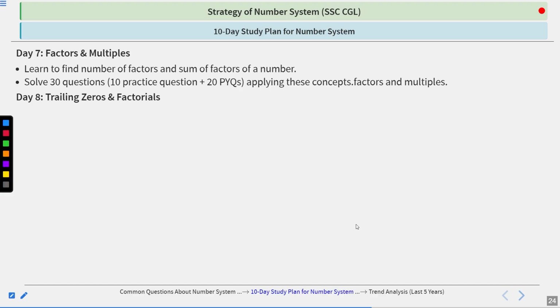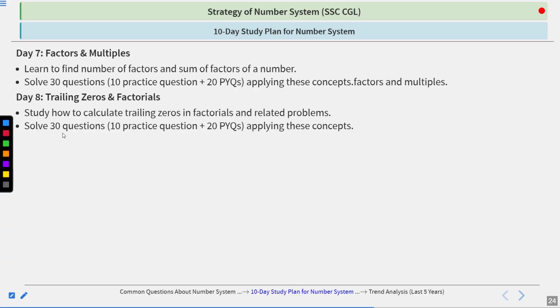On day 8, you should study trailing zeros and factorial numbers. So study how to calculate the trailing zeros in factorials and related problems, and how to calculate the number of zeros in factorial numbers, because questions are asked on these topics. So solve minimum 30 questions, in which 10 should be practice questions and 20 should be PYQs which are asked in SSC CGL exams, applying this concept.